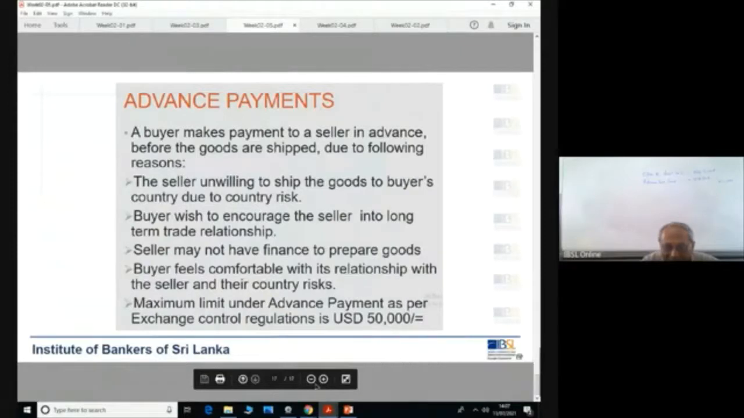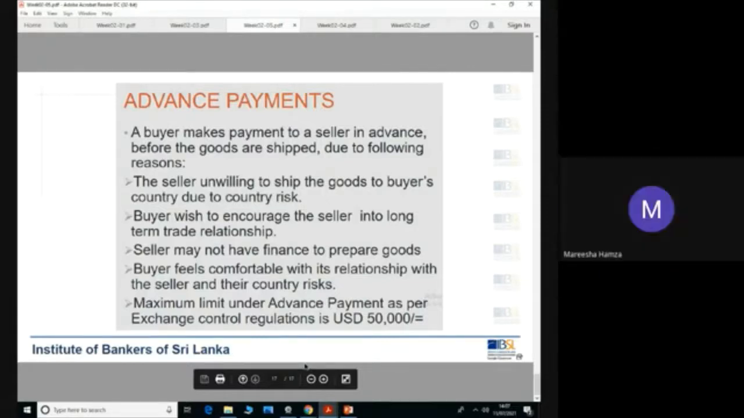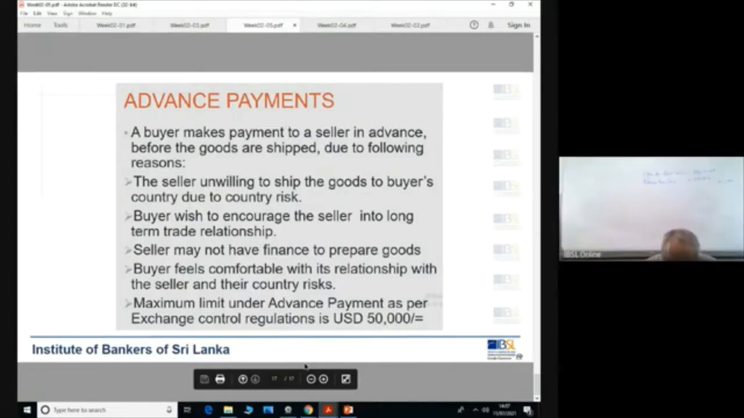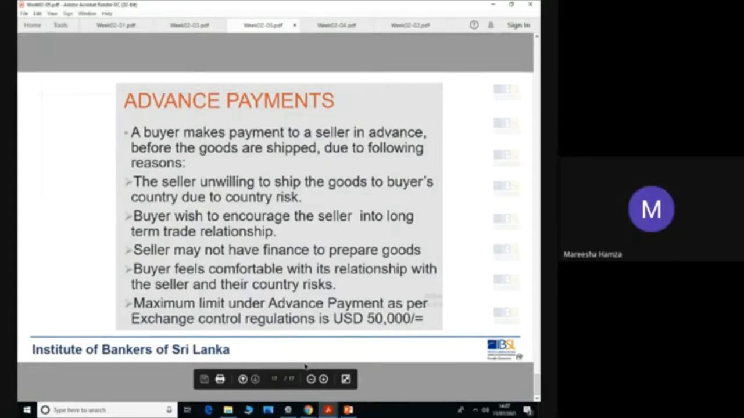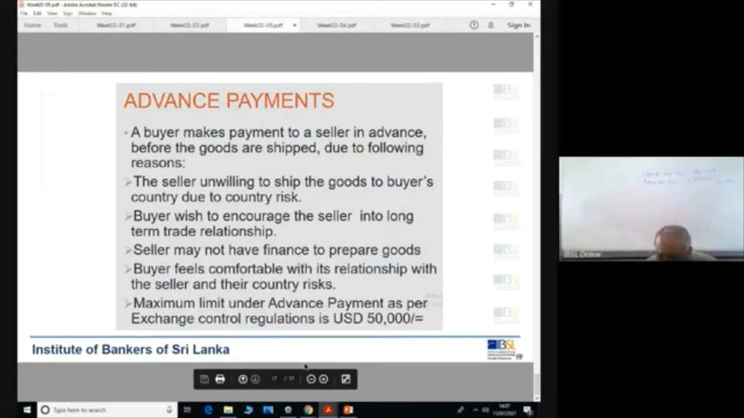What is the limit as at today? Advance payment. Is there a limit or is it still 50,000? Is it still 50,000? 50,000 itself. Wrong.